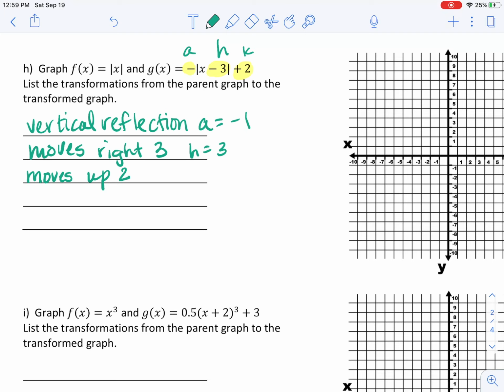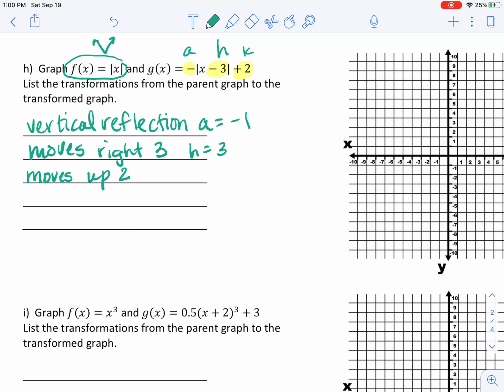Now, since our parent function is absolute value, and that shape is a V, this is what you want to be able to do on your quiz. You want to know what the general shape looks like and be familiar with it, and then you can use that information with the transformations and quickly graph. Otherwise, if you don't know that general shape, you need to make a table.